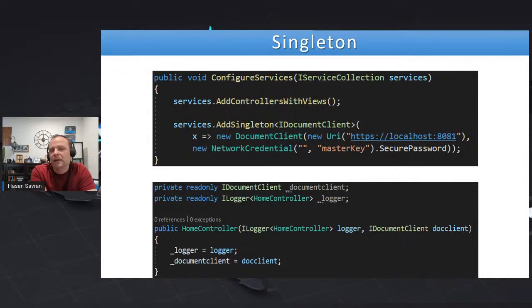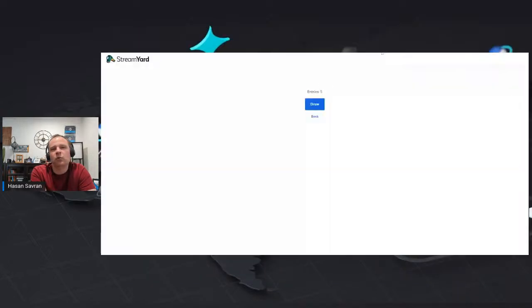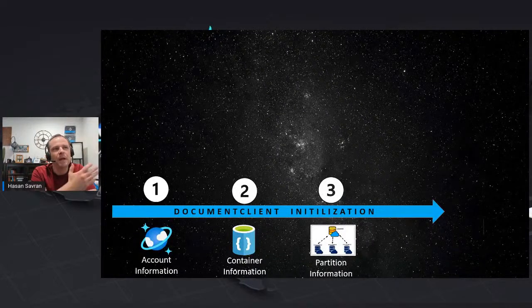So let's see why we don't want to define or initialize the Cosmos client, document client, many times. Every time you initialize the document client, the first thing the SDK does is go and get your account information, because it needs to know who you are, right? After that, it's going to make another request to get all the containers you have. Then it still needs to know where the partitions are. So it's going to go and figure out where the partitions are.